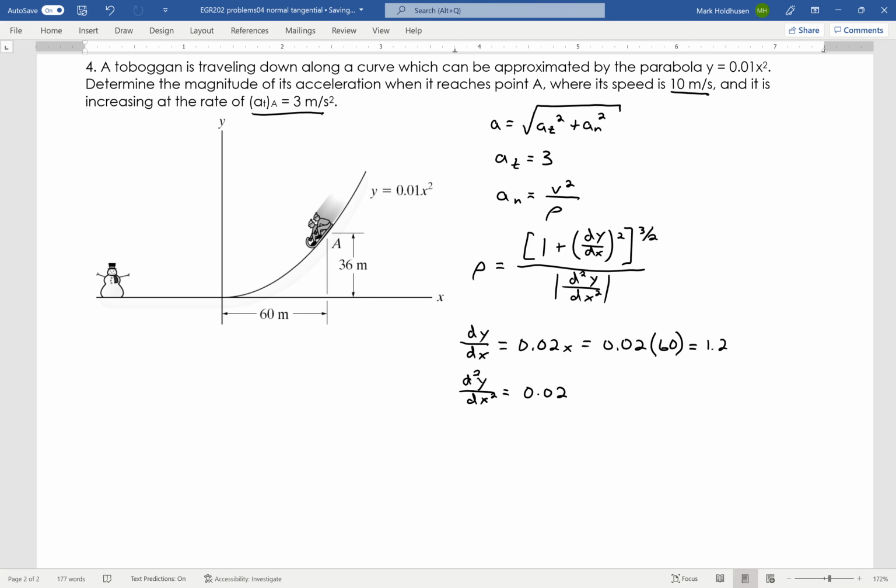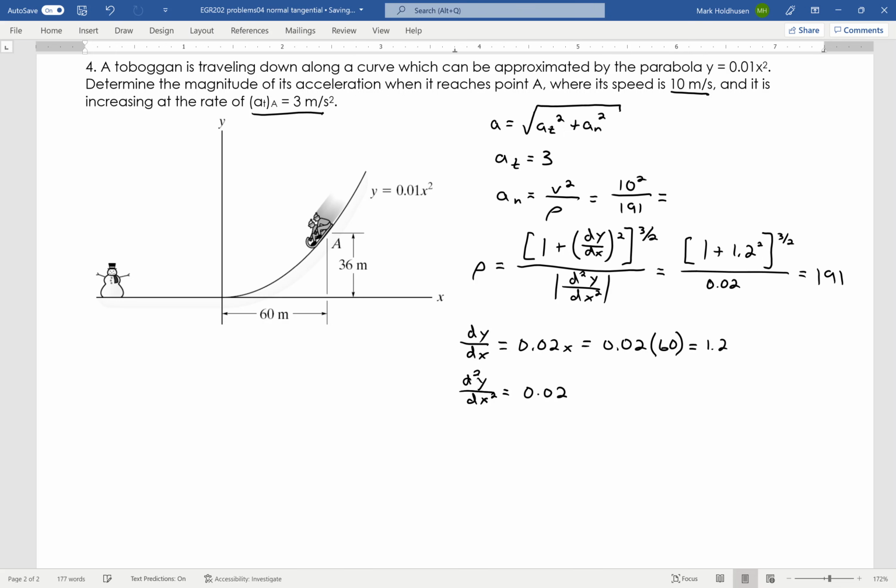So I'm going to plug these into my rho equation to find my radius of curvature, and I'm going to get 1 plus 1.2 squared, all of that to the 3/2 power, divided by the absolute value of 0.02. And from that, I get a rho of 191. That would be meters at this point. So from this, I can plug in and find my normal acceleration, which would be 10 squared divided by 191.